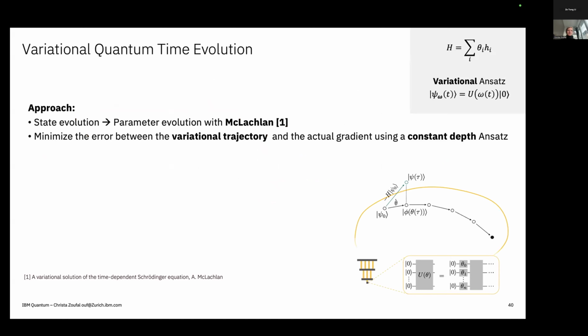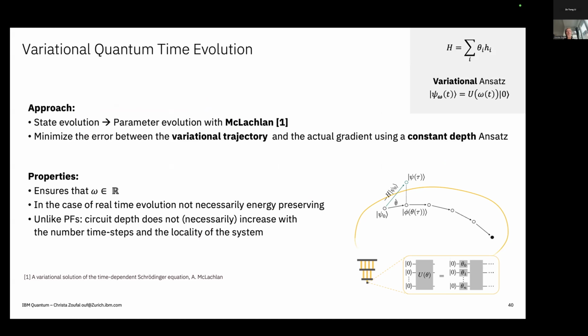Now, as discussed, since the infidelity does not scale, we don't want to spend exponential resources usually, and we don't want to require exact knowledge of the Gibbs state that we want to prepare. Variational quantum time evolution that is based on McLachlan's variational principle is a scalable alternative. What you're trying to do in this methodology is that you're trying to minimize the error between the variational trajectory and the actual gradient of the system using an ansatz, and we can do it without an ansatz, of course.